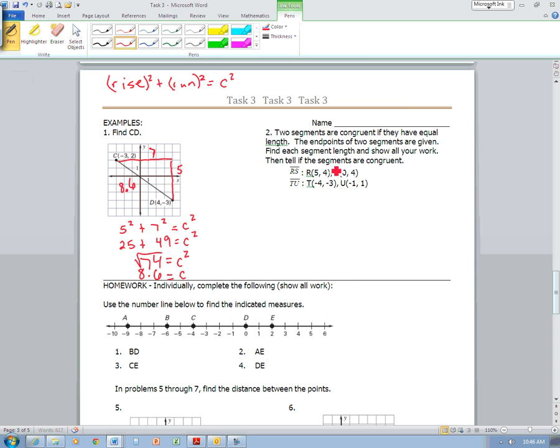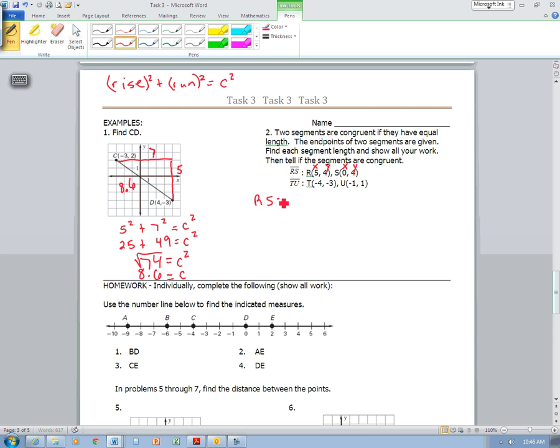Okay, now on these it's a little bit harder because you don't have a graph, so you can't count the rise and the run. So you need to find the difference in the x's. Remember, this is your x, and this is your y. This is your x, and this is your y. And you really should be able to do this in your head.